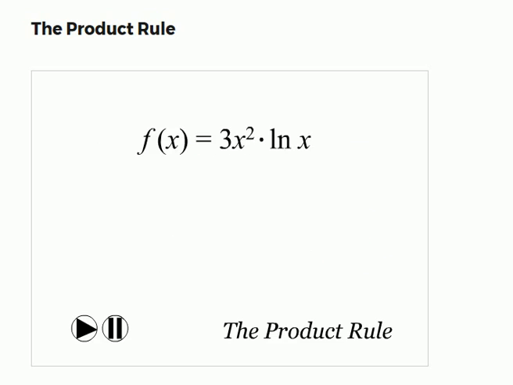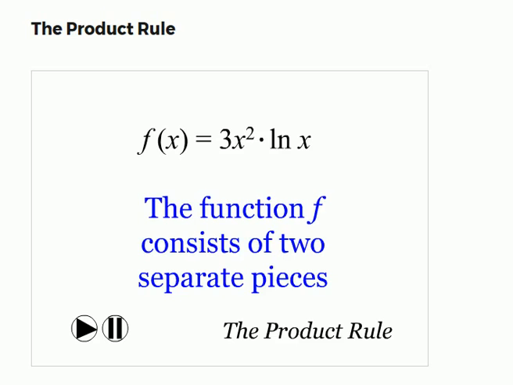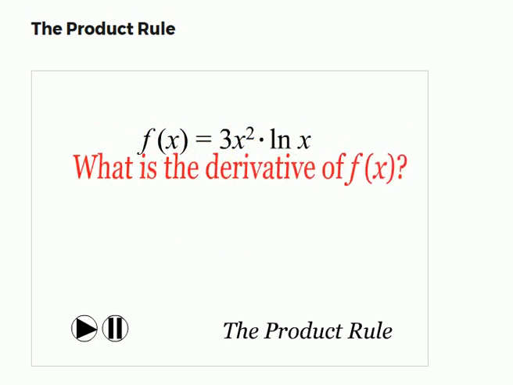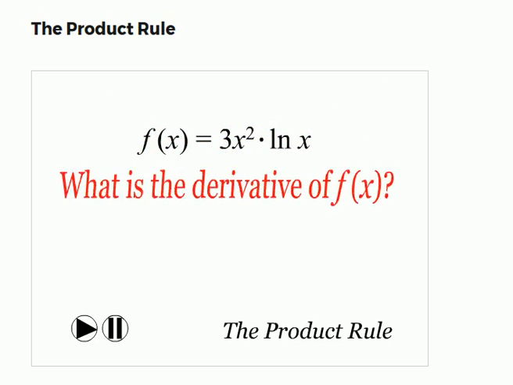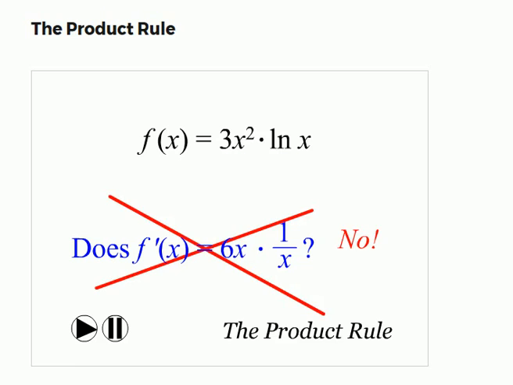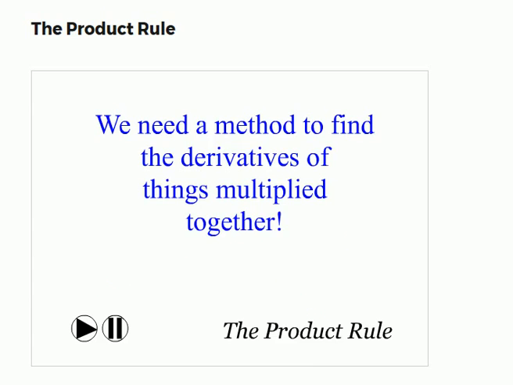For example, look at this function. F of x is equal to 3x squared times the natural log of x. This function is made up of two smaller functions, 3x squared and natural log of x, being multiplied together. If you're asked to find f prime of x, you might be tempted to simply take the derivative of each piece separately to get f prime of x equals 6x times 1 over x. But you'd be totally wrong. Therefore, we need more ways besides the power rule to find derivatives.